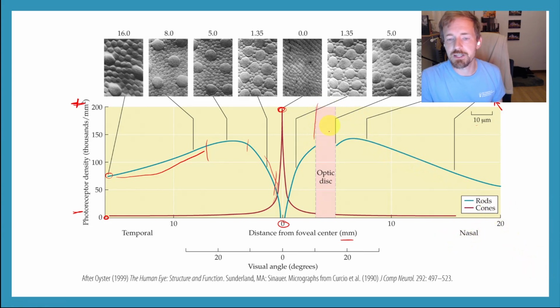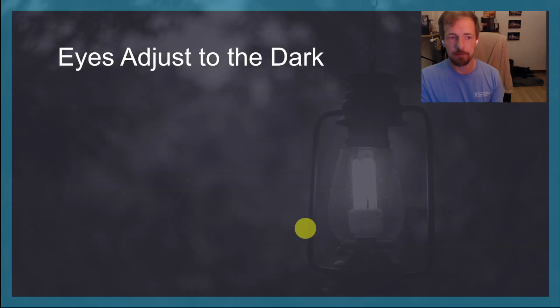I love that the figure takes time to say, here's the optic disc. In other words, there are no rods, there are no cones, because this is the part of our eye where those axons are leaving that anatomy.